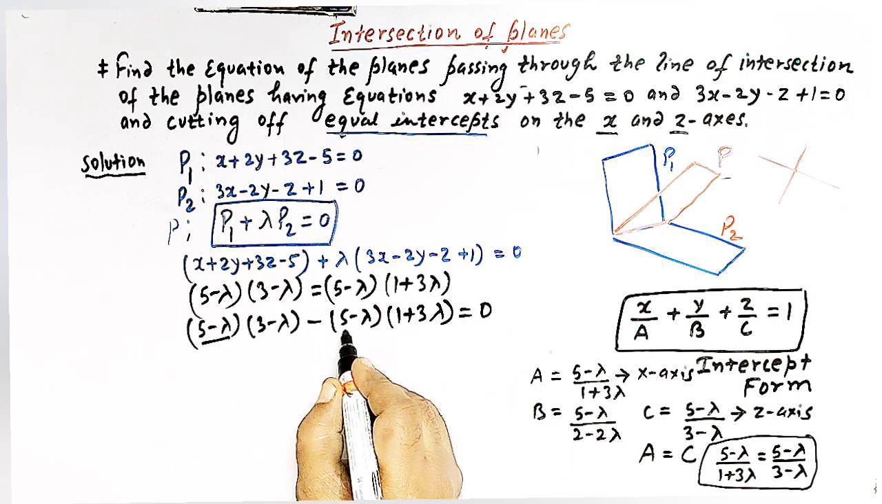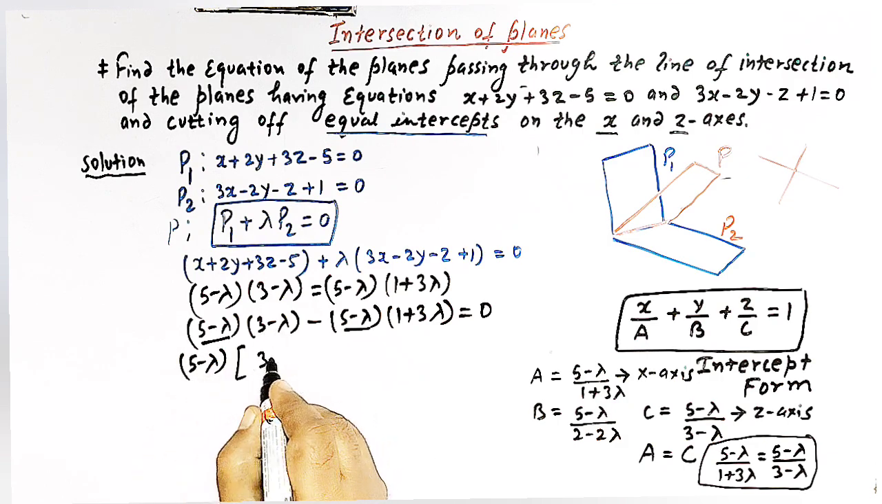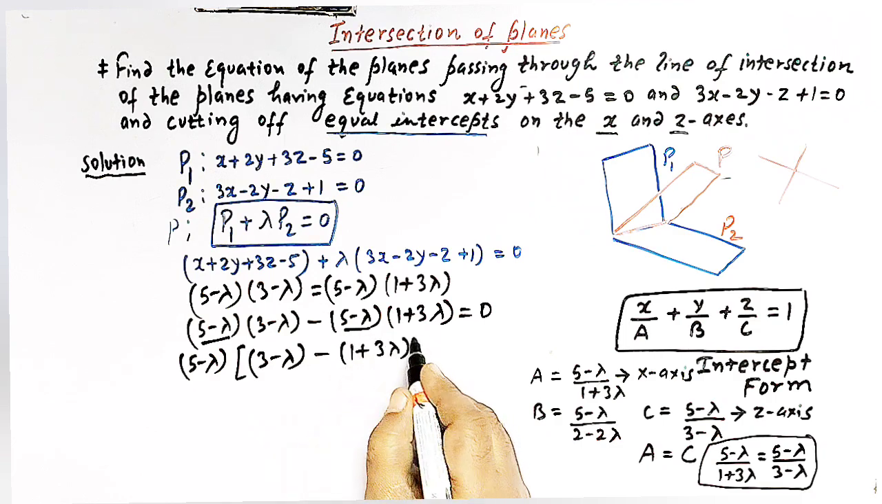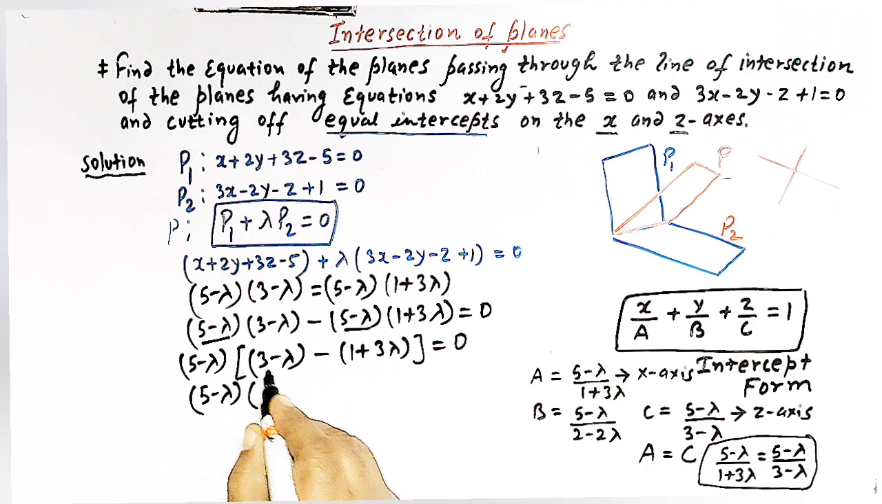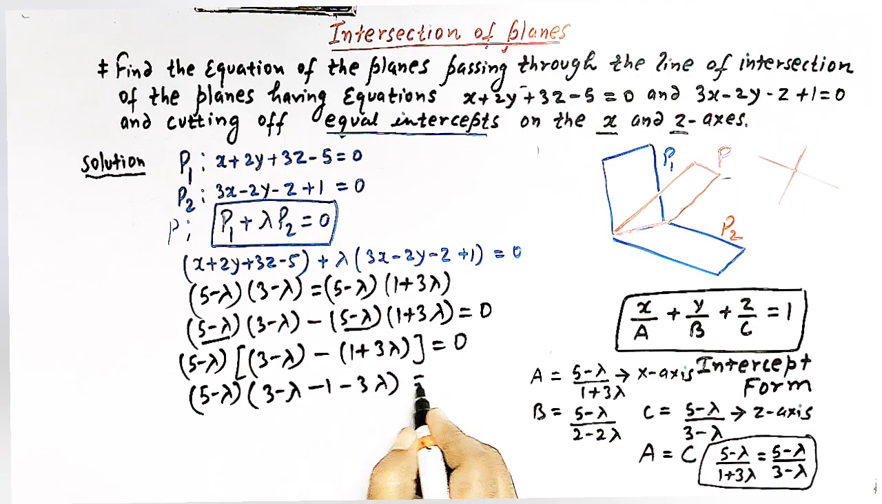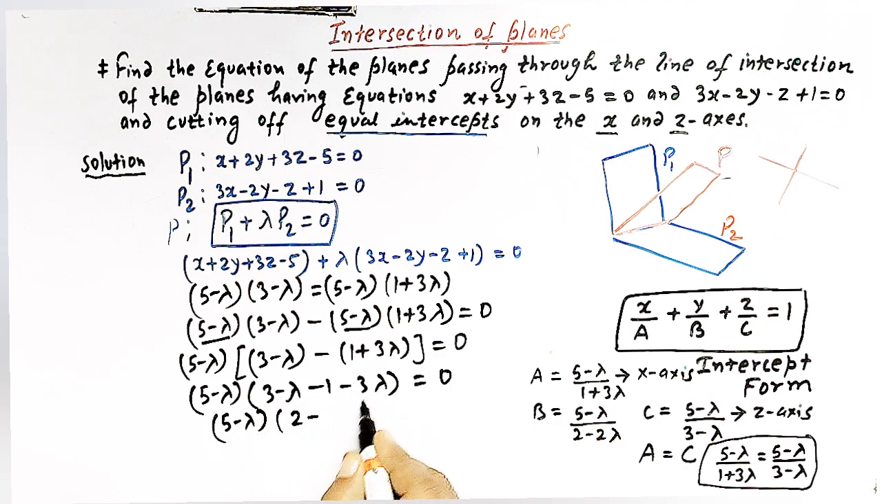Now taking 5 minus lambda common, we have (5 minus lambda) times (3 minus lambda minus 1 plus 3 lambda), and this is equal to 0. So we can solve it. (5 minus lambda) times (3 minus lambda minus 1 minus 3 lambda) is equal to 0. So this is (5 minus lambda), and here 3 minus 1 is 2, and here we have 4 lambda, right? So now this is the product of two linear factors in lambda.